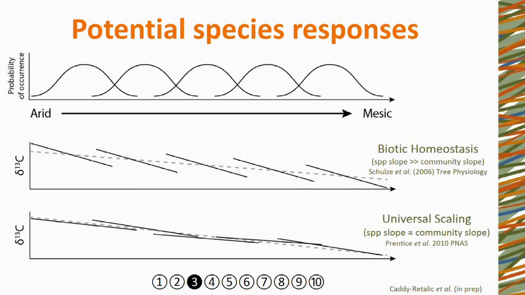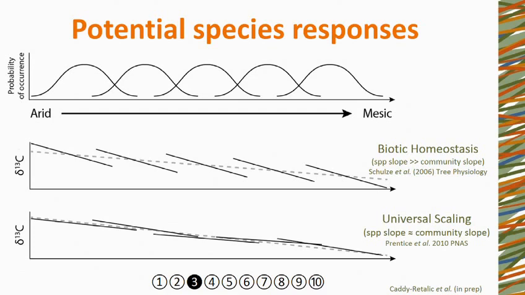But the values that give rise to that community slope, that dashed line, could be generated by different species of plants doing different things. Under the second model here, biotic homeostasis, which has been recorded in Western Australian eucalypts, we see very steep slopes of species turnover, regular species turnover, leading to that shallower community slope. And universal scaling, which was shown in a Chinese study on a range of different plant species, we see each of those species' slopes representative of a broader community slope.